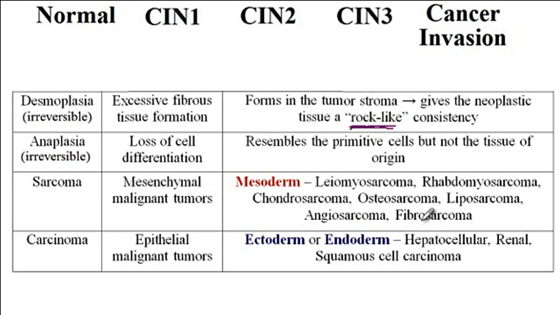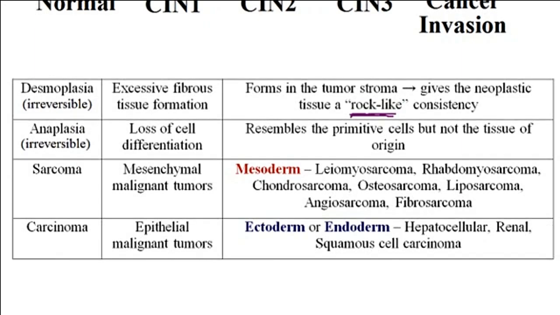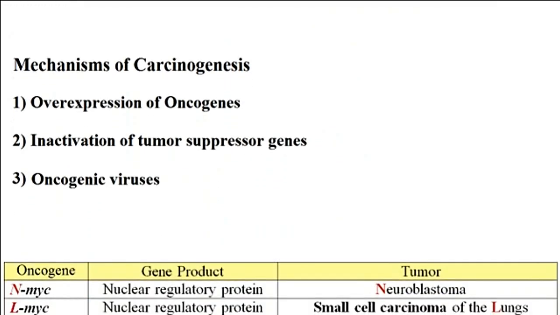Carcinoma, on the other hand, refers to the malignant tumors that arise from epithelial cells, and the embryonic origin of these cells is either ectoderm or endoderm. Examples of which include, for instance, hepatocellular carcinoma, renal cell carcinoma, or squamous cell carcinoma of the lungs. Alright, now that we are done with all these terminologies, we can go over different mechanisms of carcinogenesis.